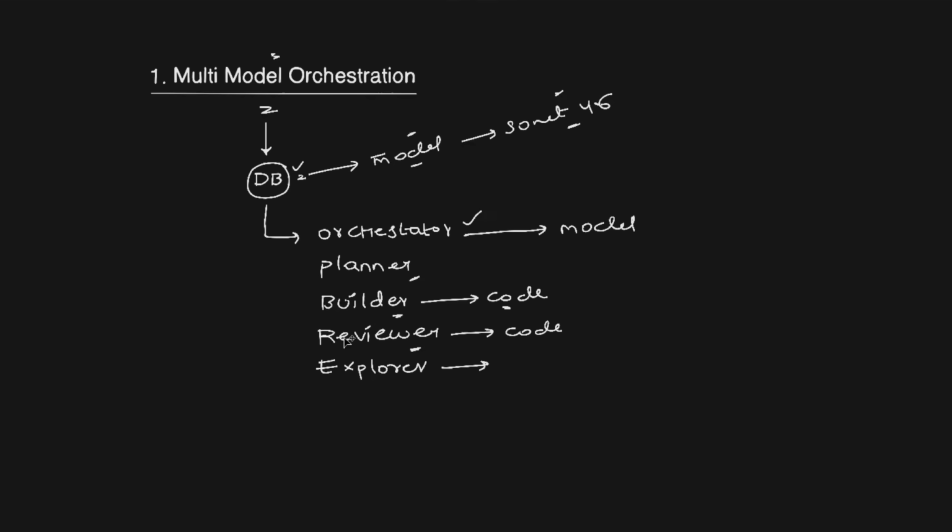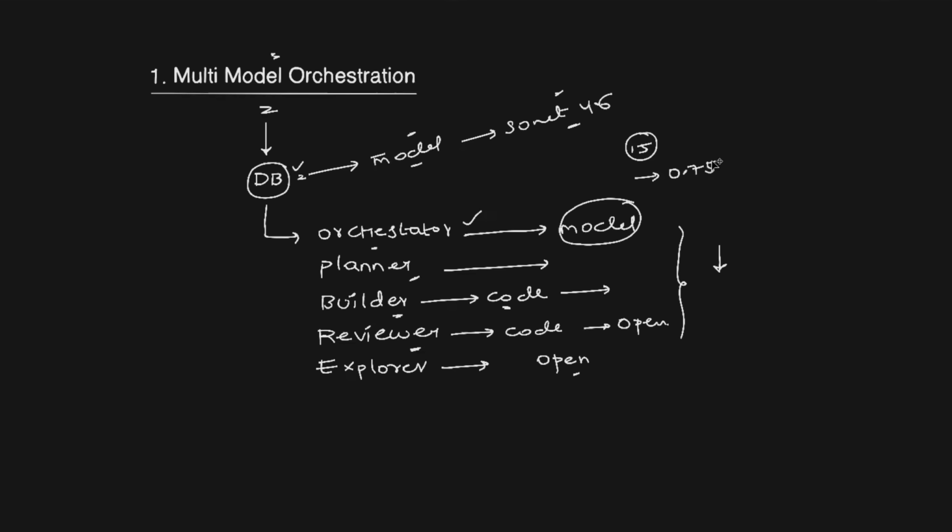Because it breaks this down into 5 subtasks, maybe for orchestration, you can use a powerful model. For planner, you can go with a lightweight model. For builder, again, you can go with a powerful model. For reviewer, maybe you can go with an open model. For explorer, again, you can go with an open model. So this way, you can use 5 different models and you can significantly reduce the pricing. So in a nutshell, instead of spending $15 for 1 million tokens of a powerful model, you can use Kimchi's multi-model orchestration and bring it down to as simple as 0.75 US dollars.